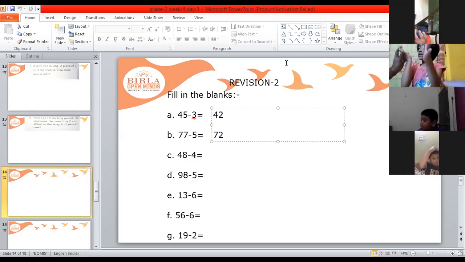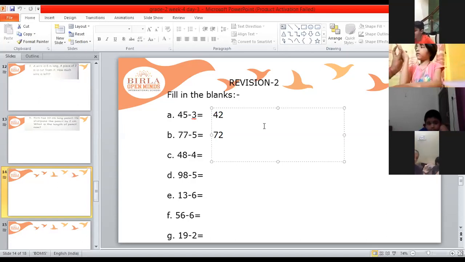Pradiksha? Yes, ma'am. Read question number 3, the third bit, quickly. Read the question, Pradiksha. 48 minus 4. Very good. So after the minus sign, what is the number? 4. Okay, so the answer is 44. That's the correct answer.